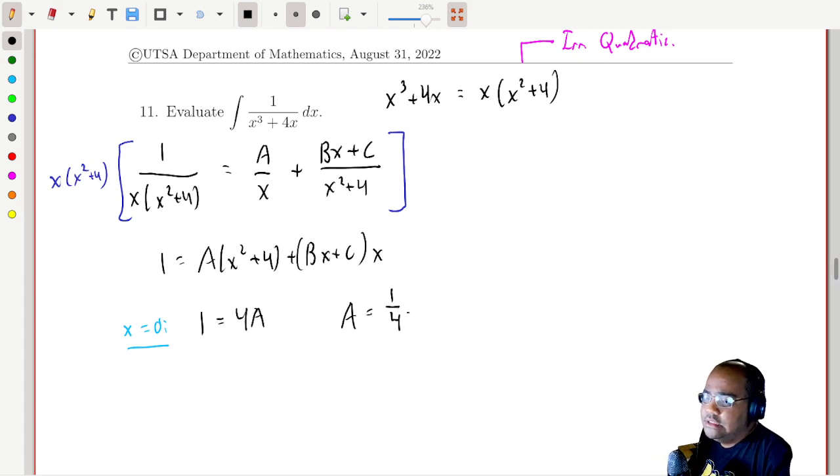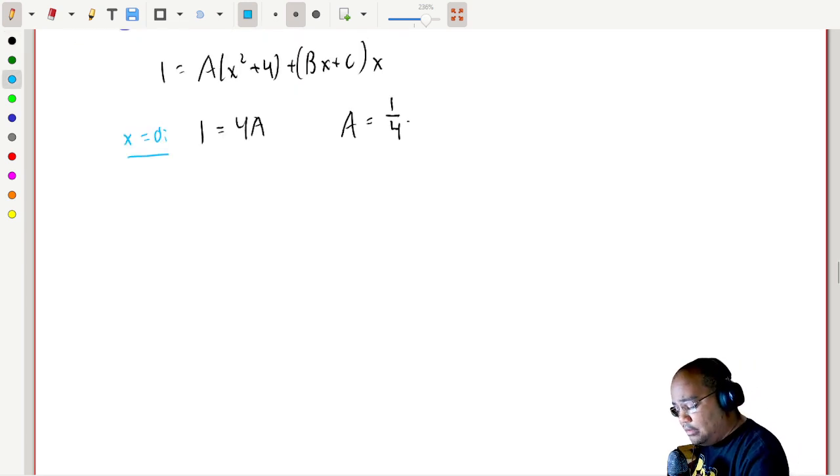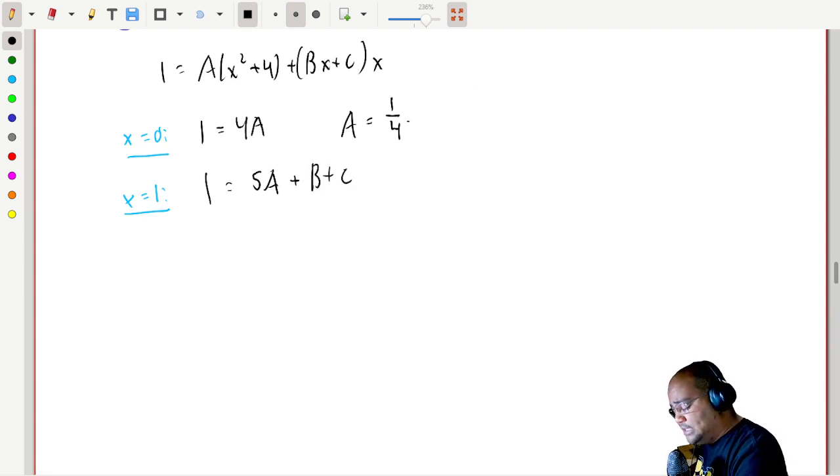All right. Now, what do we do for b and c? We still have these two undetermined coefficients. Well, we can actually go ahead and set up a system of two linear equations. It won't be too bad. So when x is equal to 1, we'll go ahead and have 1 on the left equals, well, 1 plus 4 is 5. 1 squared is 1. So I have 5a. Let's just write out what we get. Plus, x is 1, so we'll just have b plus c. And of course, a is equal to 1 over 4. So when I multiply these two, I just get 5 over 4.